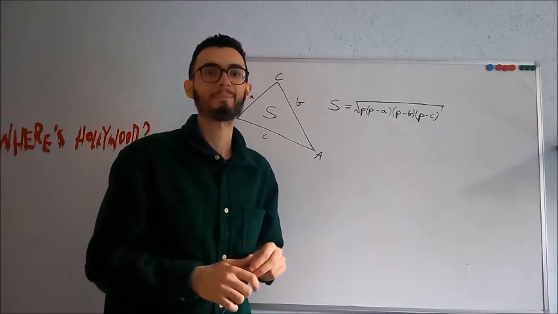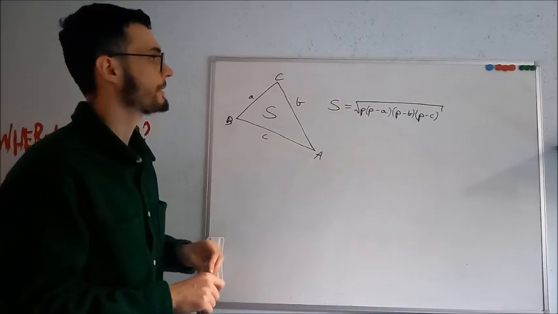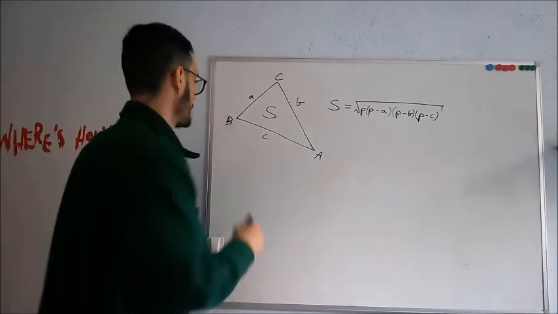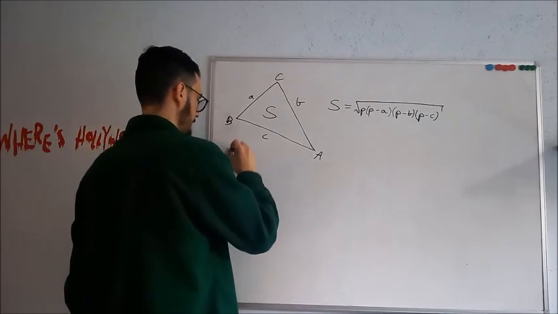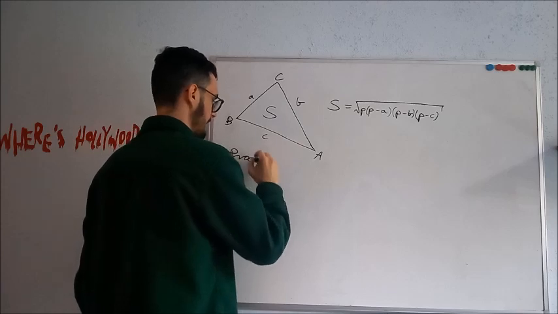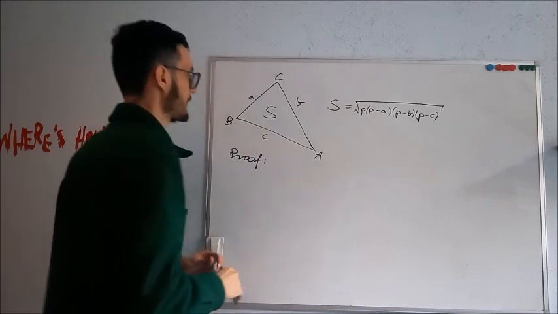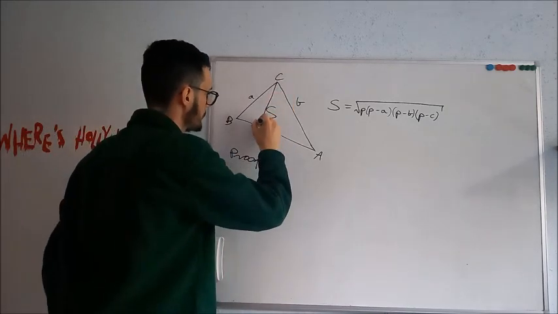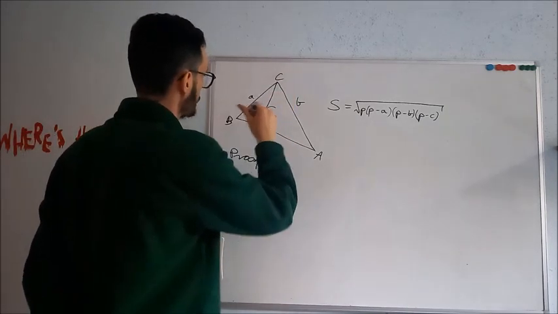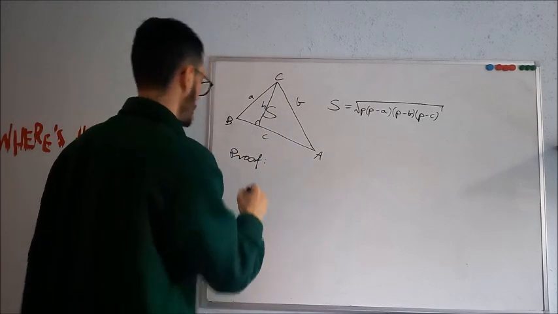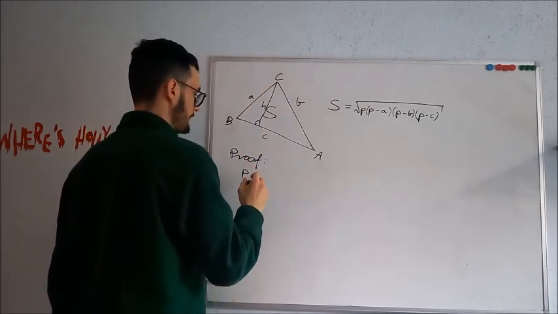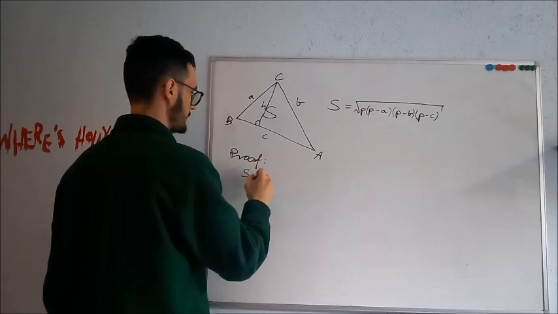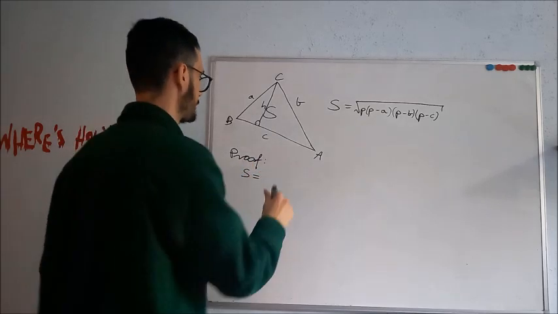Welcome. Today we will be proving Heron's formula for the area of the triangle. First things first, let's prove that for any triangle the following formula for the surface of the triangle is true.